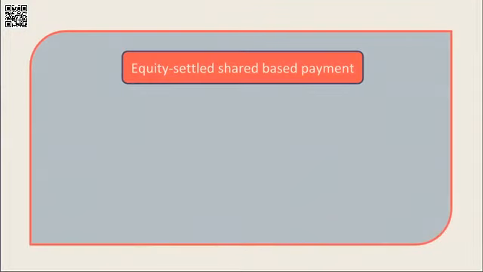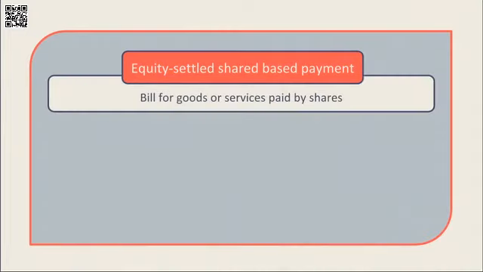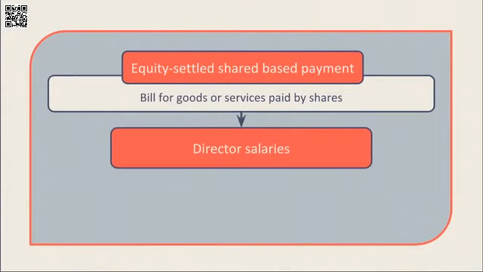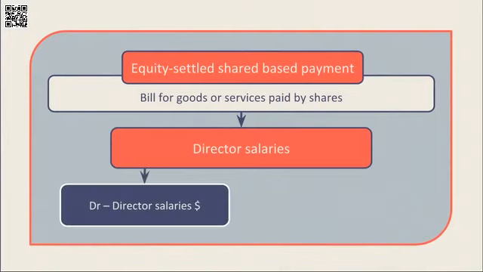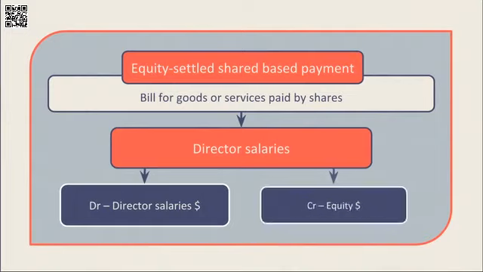The first is equity-settled share-based payment. This is exactly what it sounds like. Bills for goods and services paid by shares. You are likely to see this in directors' salaries, where some or all are settled by share payments. This shows that key management have so much faith in the company that they are taking shares over cash for payment. These transactions are recorded as follows: debit, directors' salaries, X; credit, equity, X.